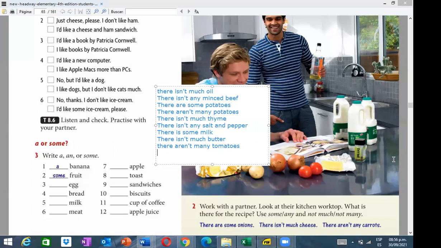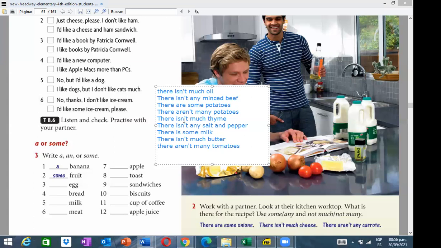Okay, let's have a look, please, students. Let's read. Talking about the recipe. There isn't much oil. Look at the picture, right? There's a little bit, a few. There isn't much. That's why here we have this sentence. There isn't much oil, ¿ok?